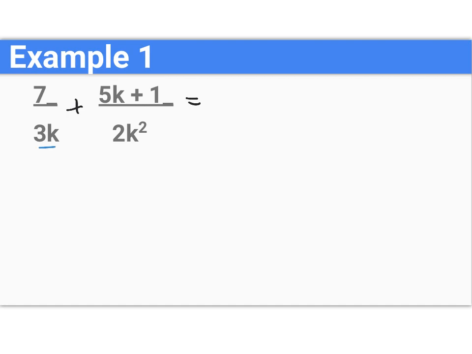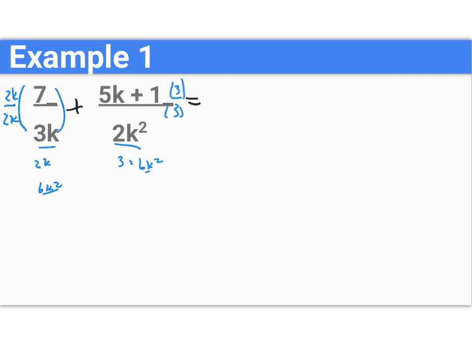We got 3k and 2k squared. They are not the same things. So what is the same bottom? If I multiply this one by 3, I get 6k squared. And if I multiply this by 2k, I get 6k squared. Okay, so 6k squared is the same bottom. So that means I'm going to have to multiply this by 2k, top and bottom, and this one by 3, top and bottom.